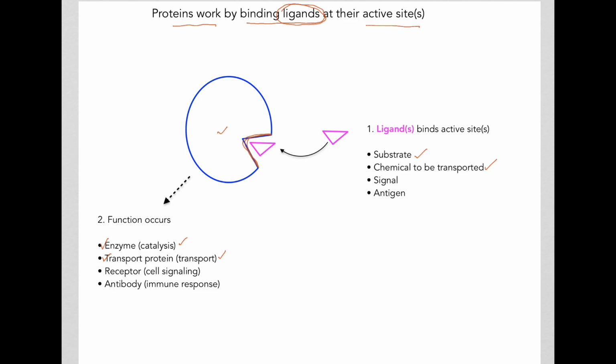If the protein was a receptor, then the ligand would be a signal, and the function of the receptor is to carry out cell signaling. And if the protein was an antibody, for example, then the ligand would be called an antigen, and the function of the antibody would be to elicit an immune response.